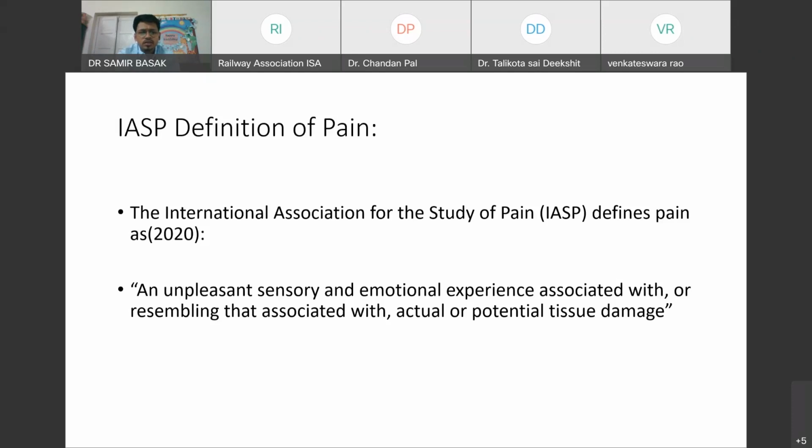It is an unpleasant sensory and emotional experience associated with, or resembling that associated with, actual or potential tissue damage. This term is included. So tissue damage may be present or may not be present.